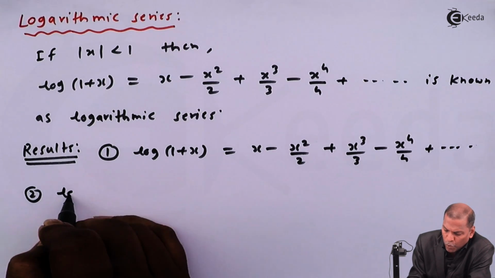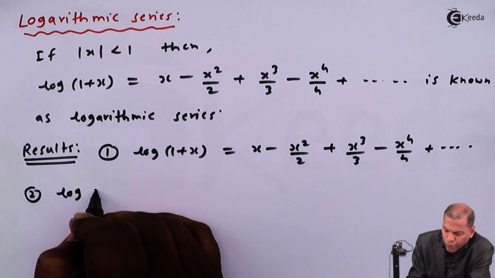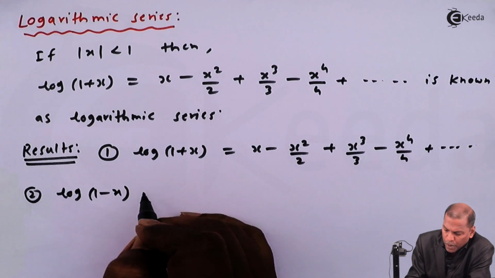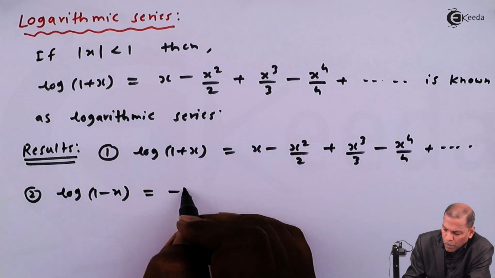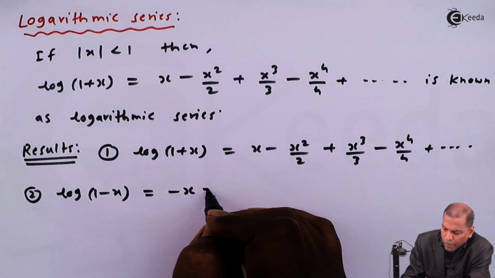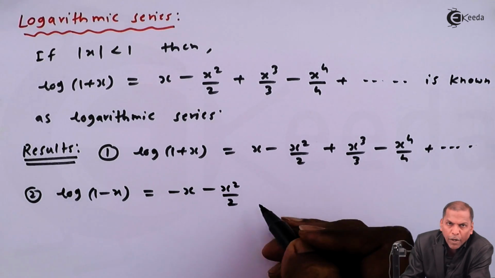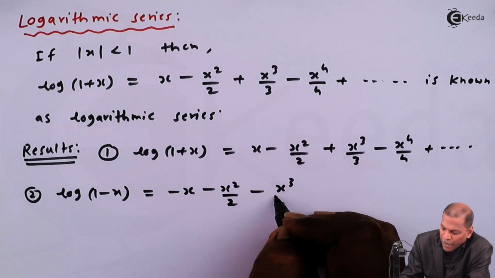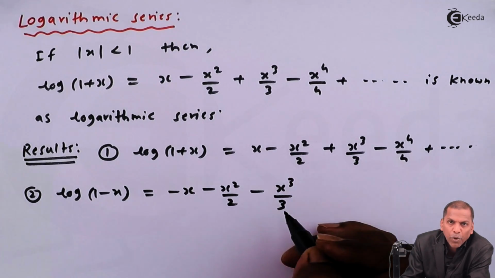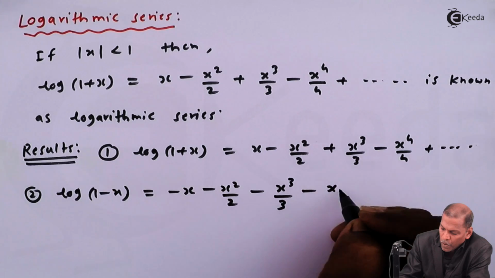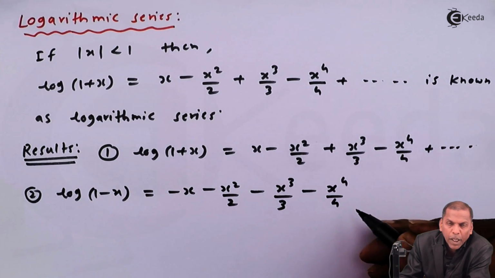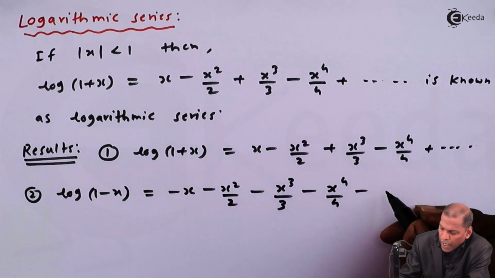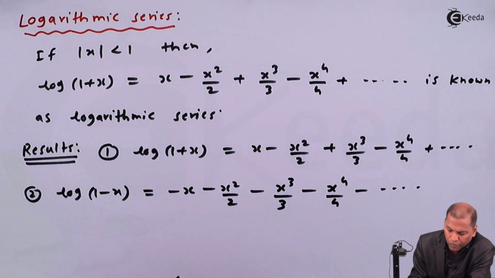The result number 2 is log of 1 minus x, so that is equal to minus x minus x square upon 2 minus x cube upon 3 minus x raised to 4 upon 4 minus and so on.